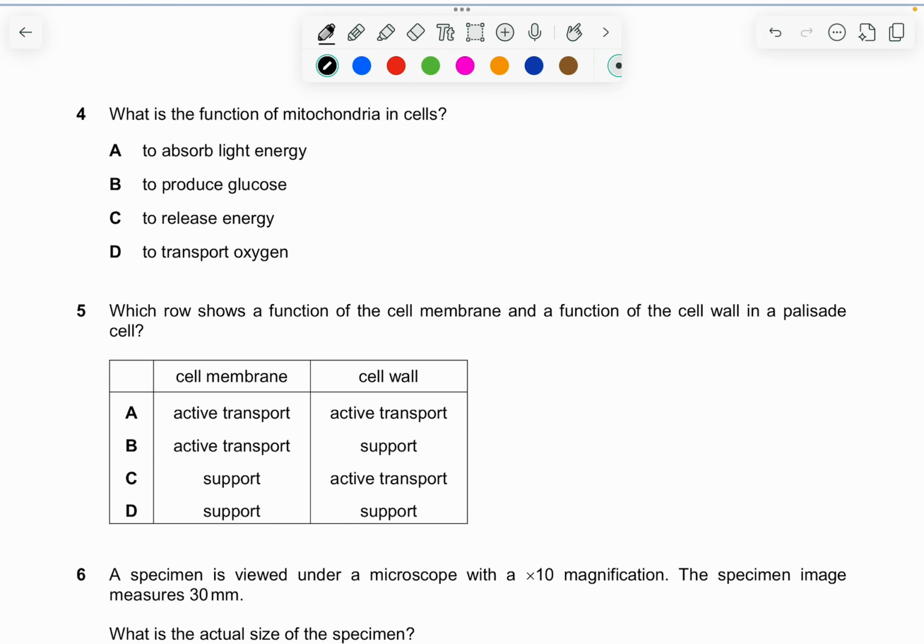Question 4. What is the function of mitochondria in the cell? The answer for this question is quite straightforward: to release energy. Another thing to note is that in the answer, they never say to produce energy. So in any Paper 4 or Paper 6 question, never write produce energy. It should be release. There's actually a complex reason why it's released and not produced, so just be careful with this when doing the exam.